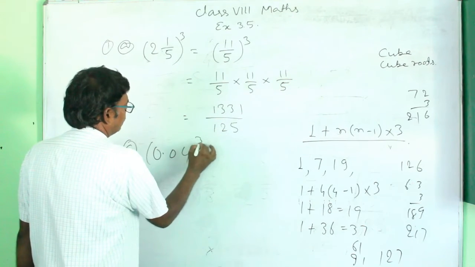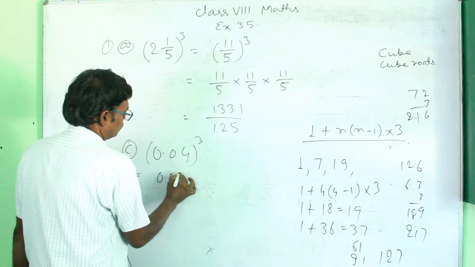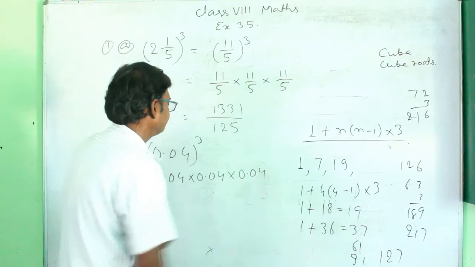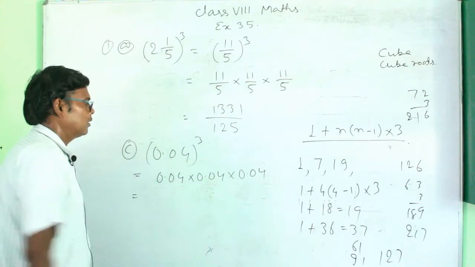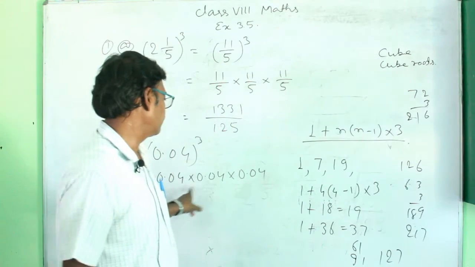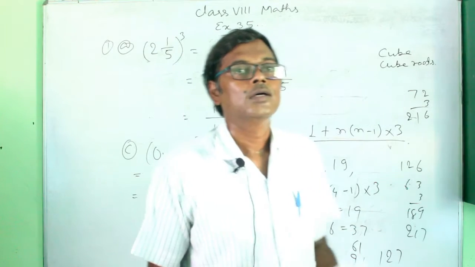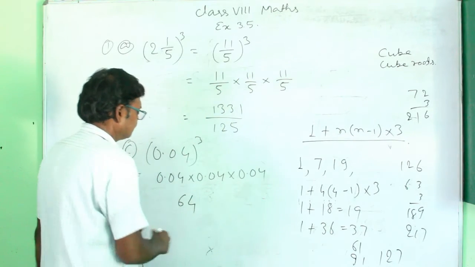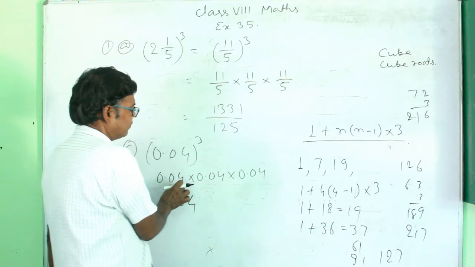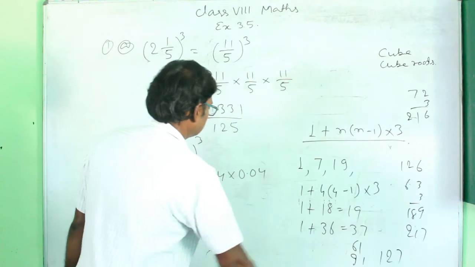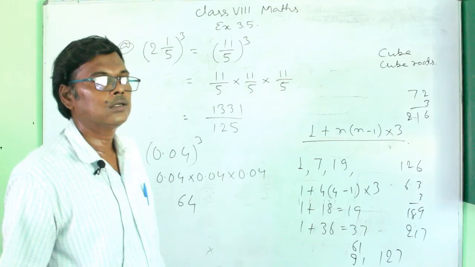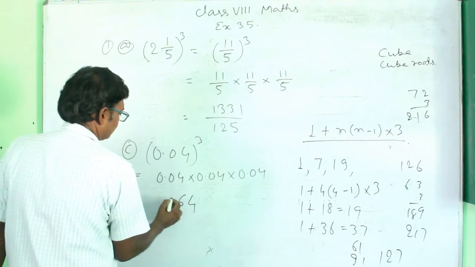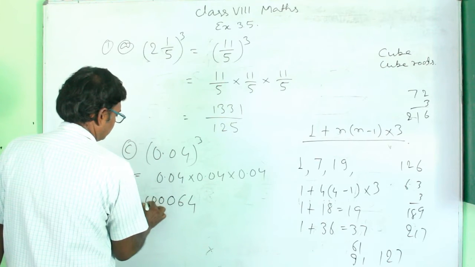0.04. The cube of this will be 0.04 into 0.04 into 0.04. Now when you multiply all these numbers, how much will you get here? 4 fours are 16, and 16 fours are 64. And put the decimal at the proper place. Here you have 2 decimal places, 2 decimal places, and 2 decimal places, so in the answer you have 6 decimal places. Here we have only 2, so put 0 0 and 0 0, and then this.